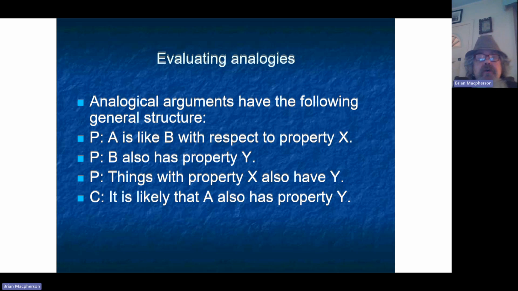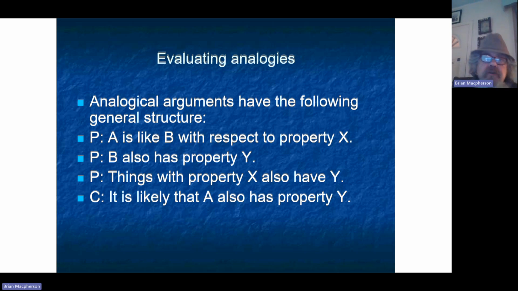Analogical arguments, generally speaking, have the following structure. Premise: A is like B with respect to some property X. Governments are like families in the sense that they have lines of credit. Families go bankrupt. B also has property Y. Things with property X tend to have Y. Things that have lines of credit also have the ability to go bankrupt. Therefore, it is likely that A also has property Y. It is likely that governments also can go bankrupt.